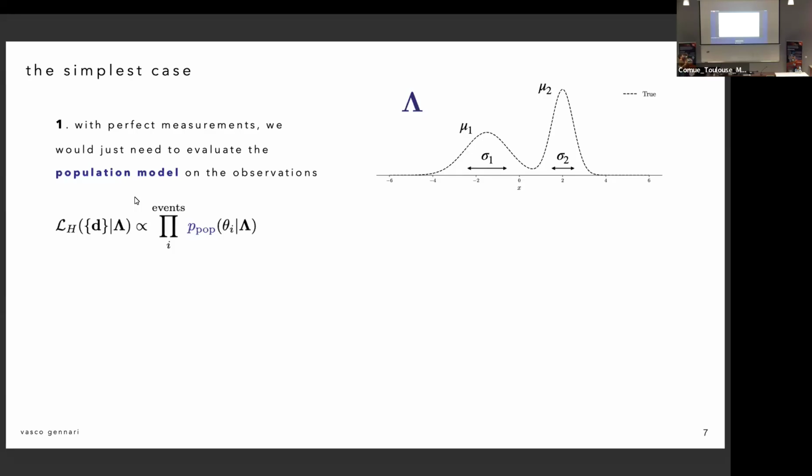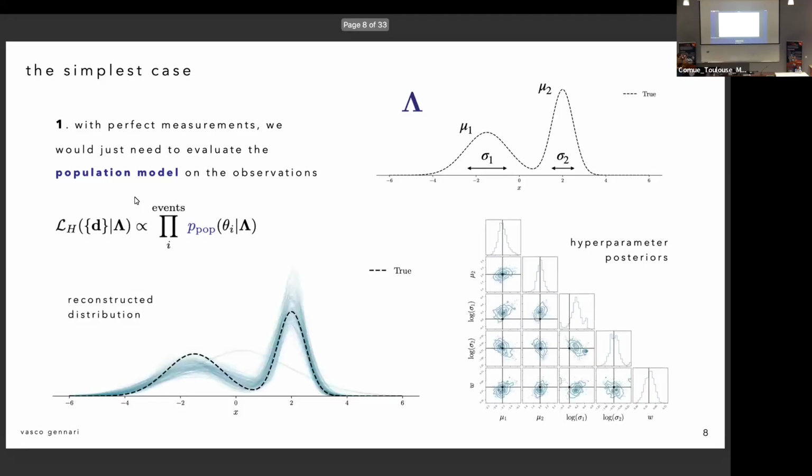So first of all, what are called the population parameters, this big lambda here? These are the parameters. For example, for these two Gaussians, we have the mean of the Gaussian and we have the standard deviation of the Gaussians. We also have a relative weight, since the full distribution needs to be normalized. And in this framework, let's assume for the moment that we have a perfect measurement. So we have a collection for which we have direct access to the true parameters. In this case, the likelihood, given that the observations are independent, just reduces to the product of the population distribution evaluated on our observations.